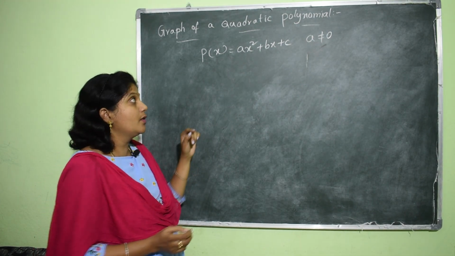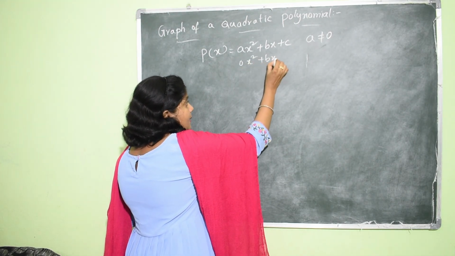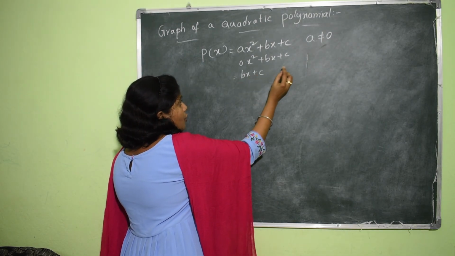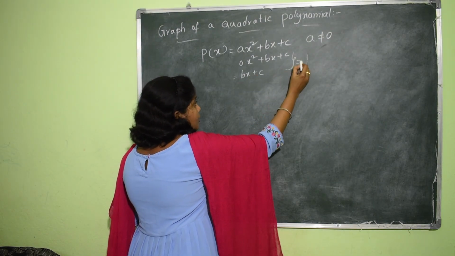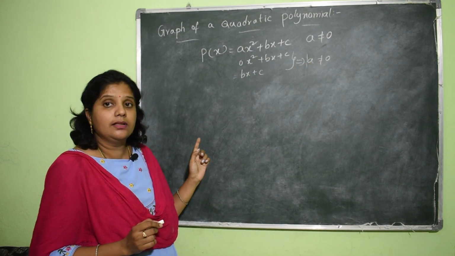So if a is 0, what happens? 0 into x square plus bx plus c. It will become a linear polynomial. So a should not be equal to 0. That's the reason a should not be equal to 0.